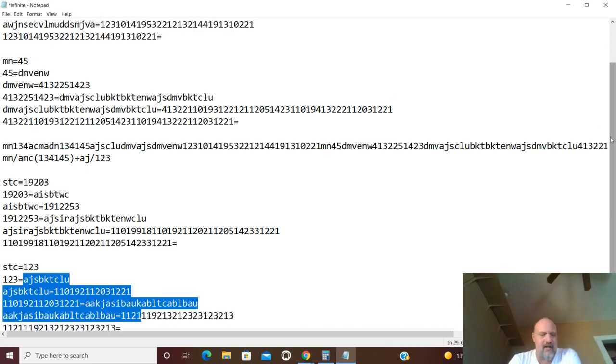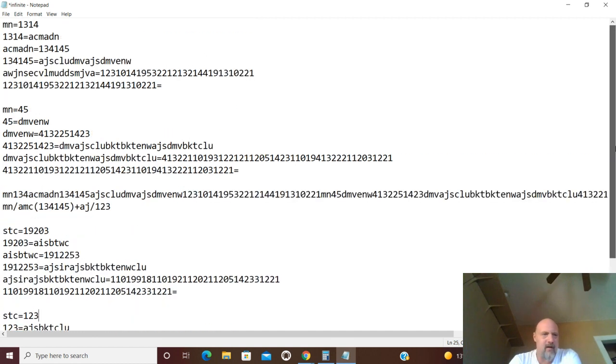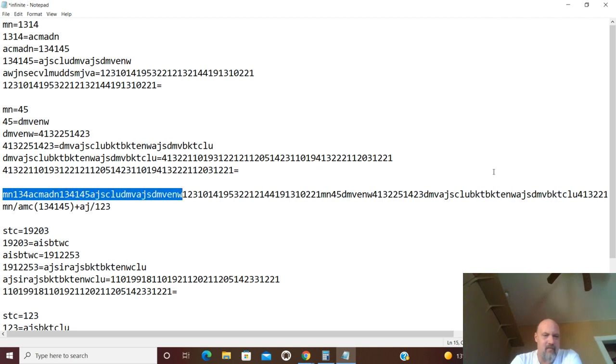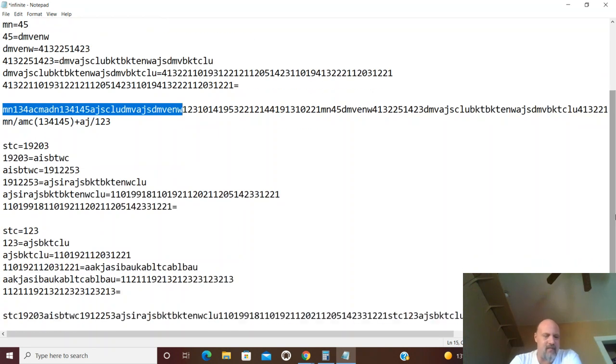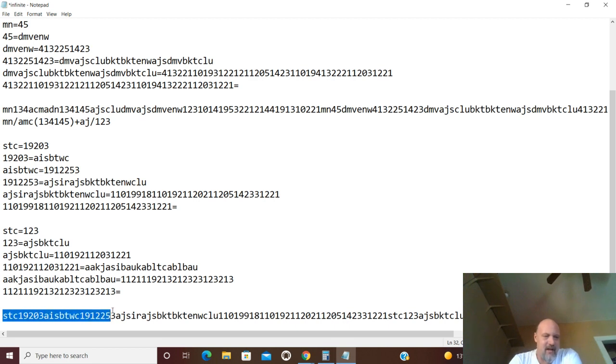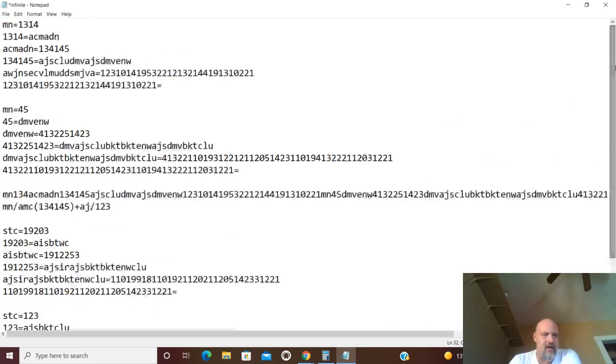And I realized that eventually the computer could mash all these together. MN 134 ACM ADN 134145, and it would just keep going. And in the case of Joan Jett and the Blackhearts, I Love Rock and Roll, you have STC 19203, and it just keeps going. And you could then start to run the letters and the numbers.